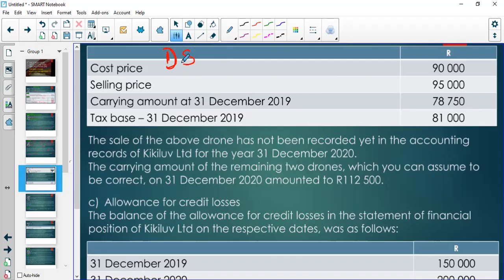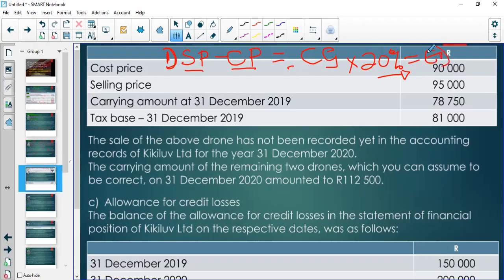So the difference between the selling price and the cost, the original cost, not the carrying amount, constitutes a capital gain. And for taxation purposes, 20% of the capital gain is not taxable. Therefore, 20% of the capital profits is an exempt difference.